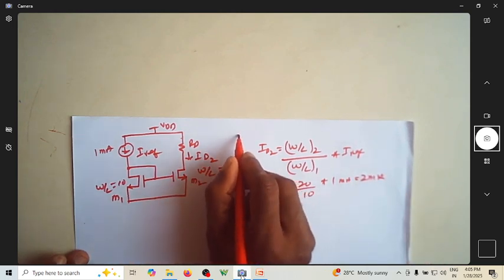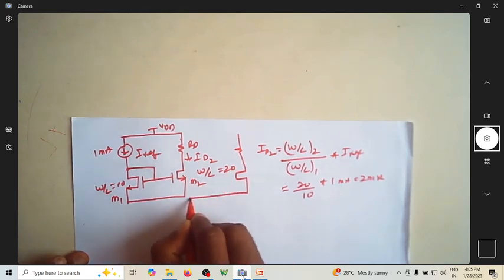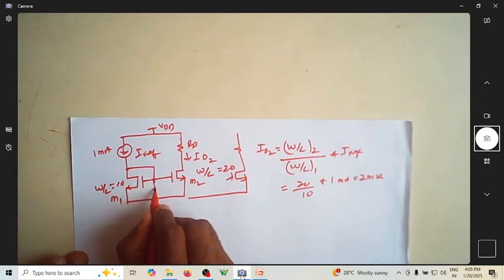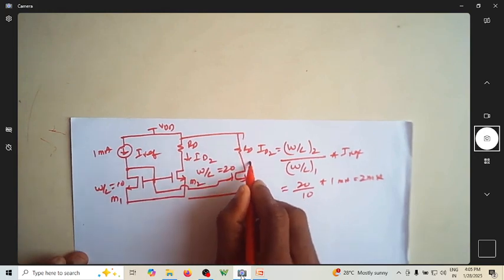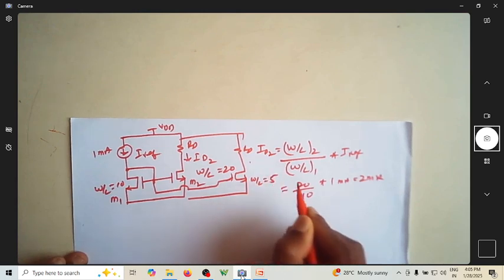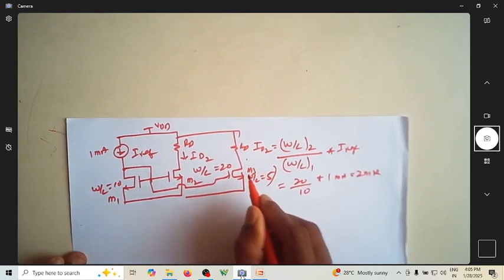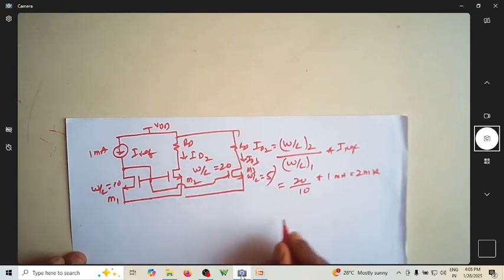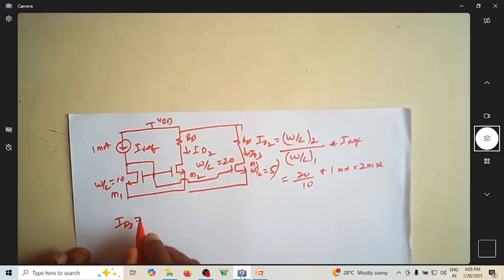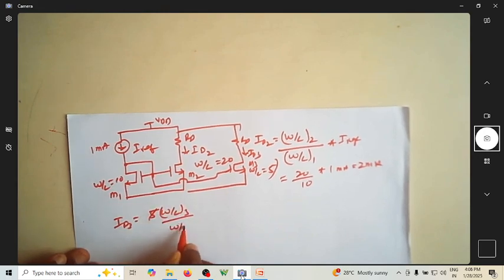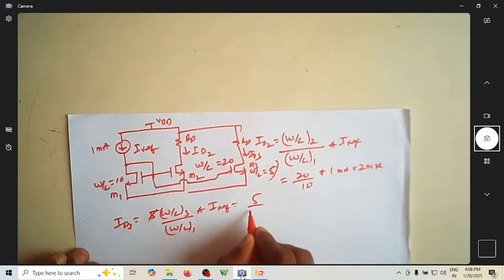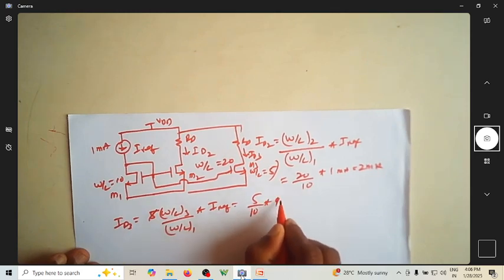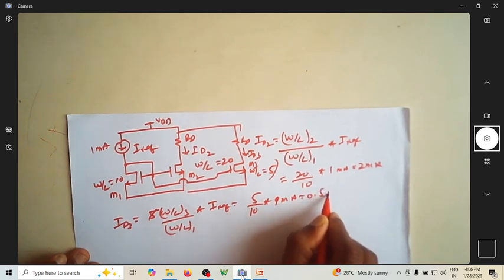Suppose you have one more circuit like this, again one more NMOS. Suppose I take the same tapping and connect it here, and this RD is such that it keeps it in saturation. If the W by L of the third transistor is 5, and you want to find ID3, ID3 is equal to W by L of 3 divided by W by L of 1 multiplied by I reference. So this will be 5 divided by 10 into 1 milliampere, which happens to be 0.5 milliampere.